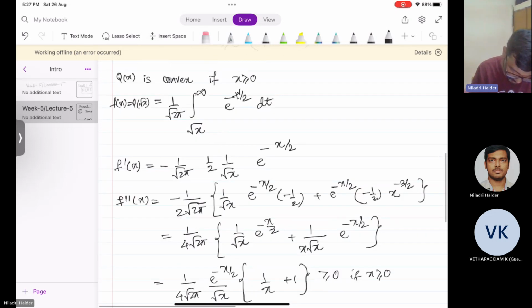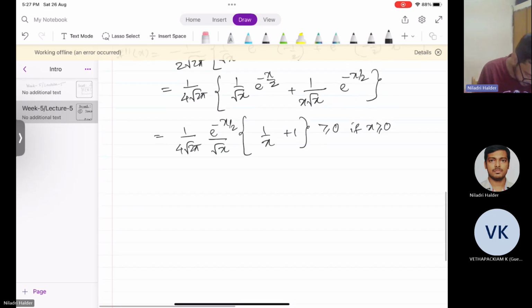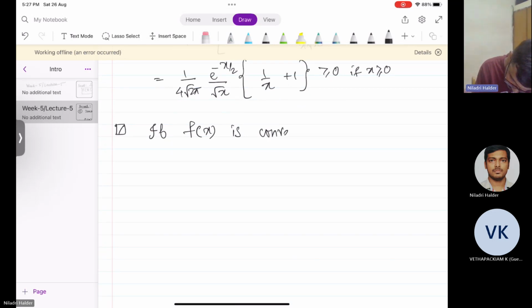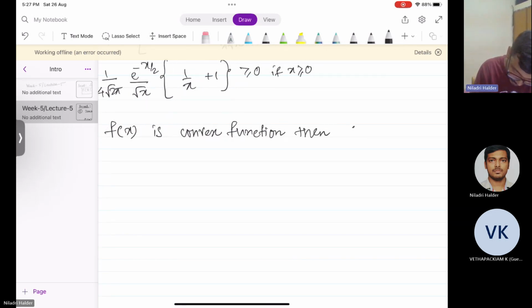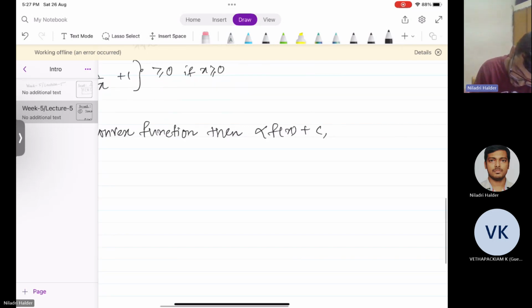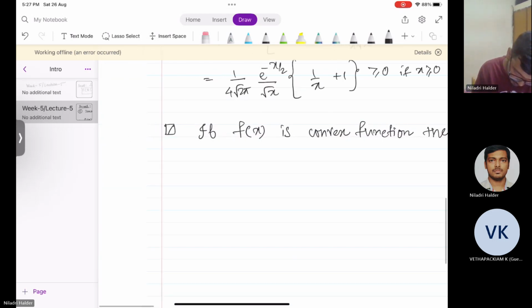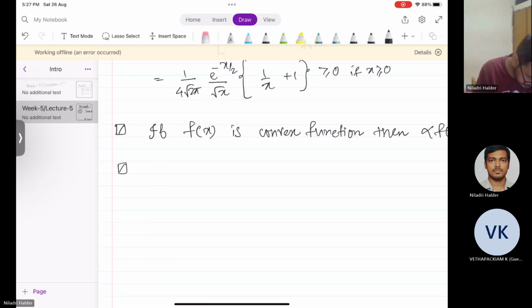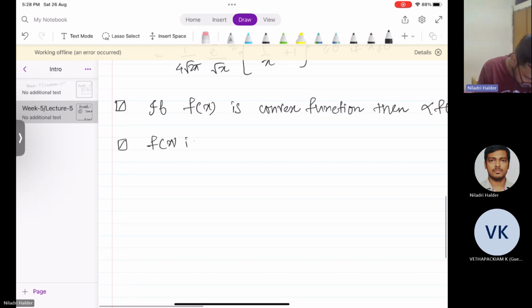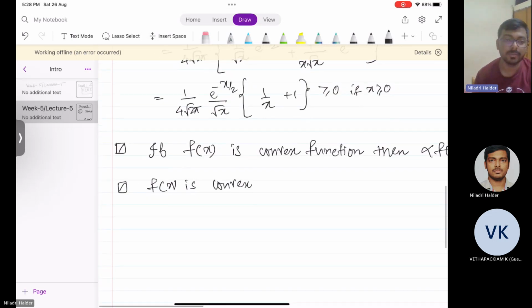So yeah, this is the answer. Then the second one is that if f(x) is a convex function, then alpha times f(x) plus c, where alpha is greater than or equal to 0, is also a convex function. So these are some properties of convex functions.